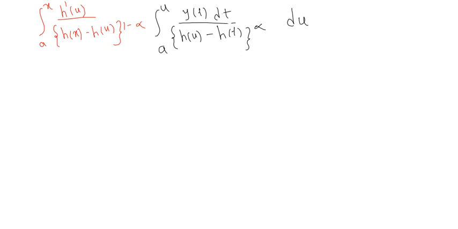So instead of f of u, I have written this term. Now you can clearly see, what are the outer limits for? They are for the variable u. So u is varying from a to x. And these inner integration limits are for the variable t. So t is varying from a to u.